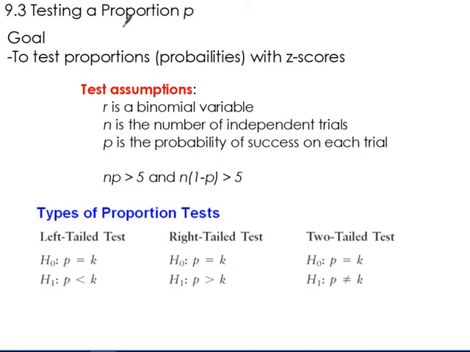Your test proportions are either left tail, right tail, or two tailed. Your proportion is equal to some k, which is basically some number or a probability that you've accepted. If p is less than that number, then you've got a null hypothesis that's less than the accepted probability. You've got a left tail. If it's greater than, it's right tail, and if it's different, then it's going to be your two tailed.